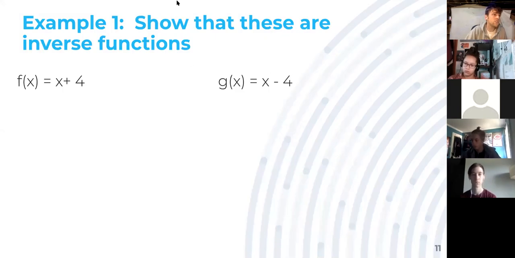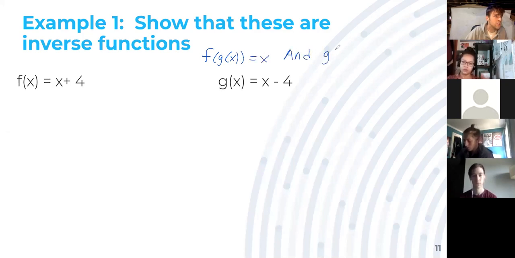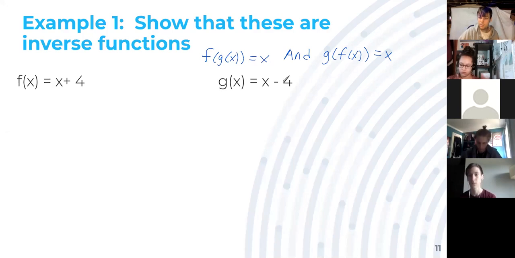All right, so let's show that these two are inverses. Again, all that really means is we're going to want to show that f of g of x is equal to x and g of f of x is equal to x. So we'll want to do both of these compositions and make sure they both simplify to just be x.